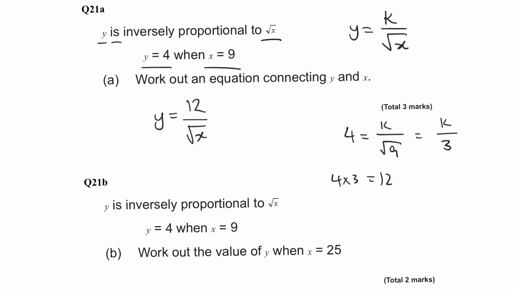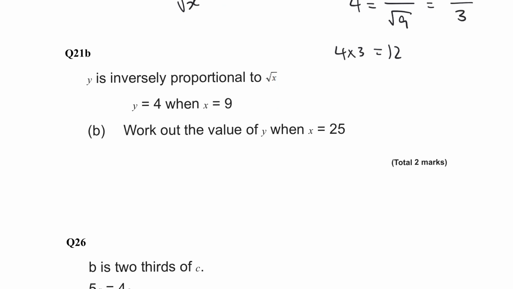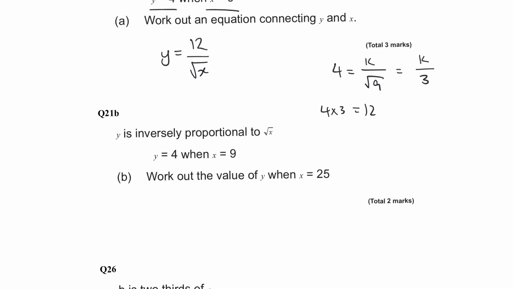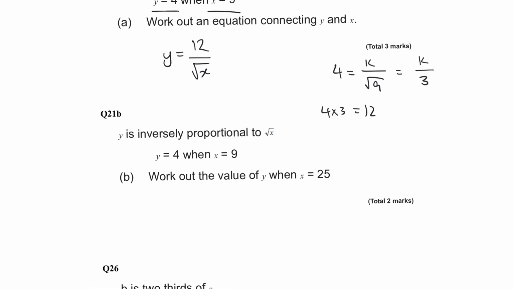Okay, then it's a follow-up question of that. Same formula. The only difference now is it says work out the value of y when x is 25. So y is equal to 12 over root 25. The square root of 25 is 5, so it'll be 12 over 5, and 12 divided by 5 would leave you with an answer of 2.4. So that's that question.